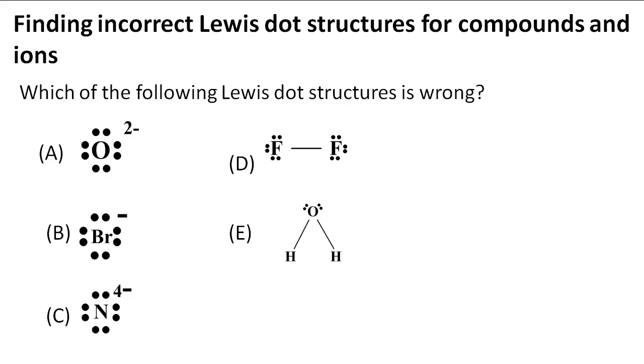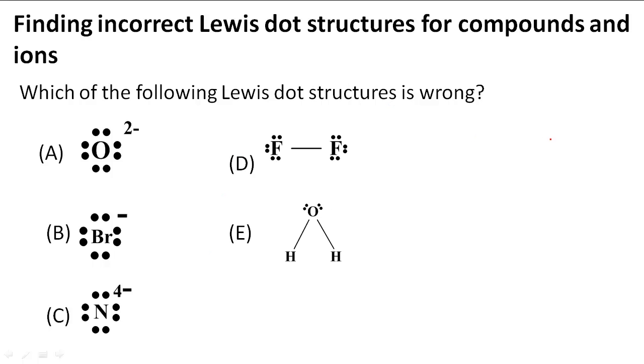Finding incorrect Lewis dot structures for compounds and ions. In this example problem, it says which of the following Lewis dot structures is wrong. So they want us to look through the answer choices and find out which one is wrong.